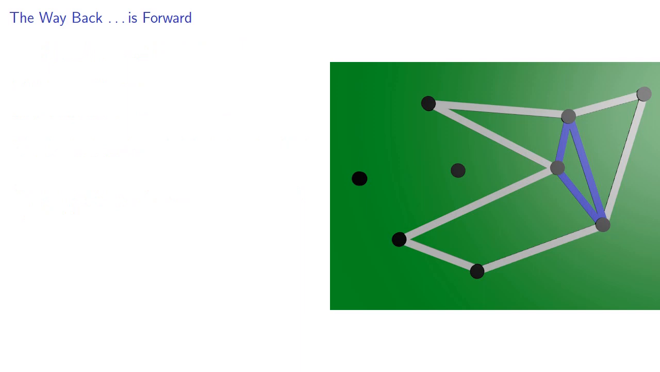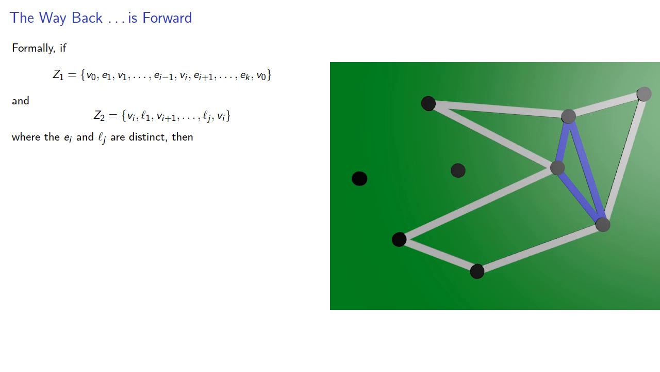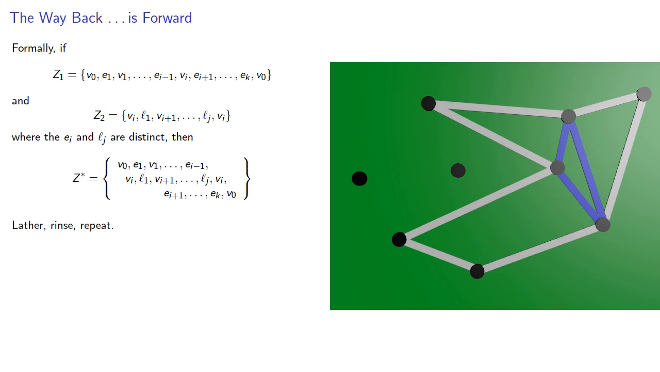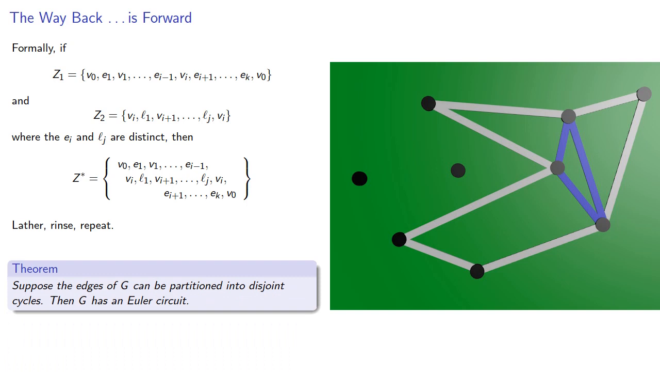That's a somewhat informal description, so let's make that more formal. So if our two cycles are Z1 and Z2, where the edges are distinct, then Z star, where we go through our first cycle up to the point where our second cycle branches off, loop around that second cycle, then continue onward to complete the first cycle, is going to be a trail with distinct edges. And we can lather, rinse, repeat, and get the following theorem. If the edges of G can be partitioned into disjoint cycles, then G has an Euler circuit. And that takes us back to our starting point.